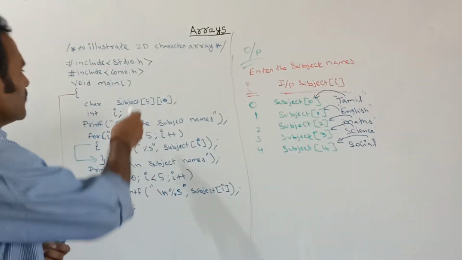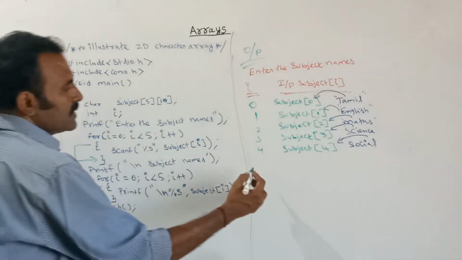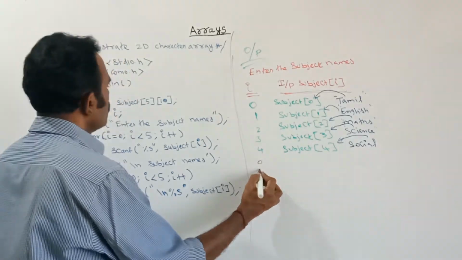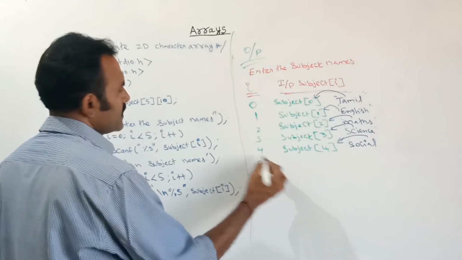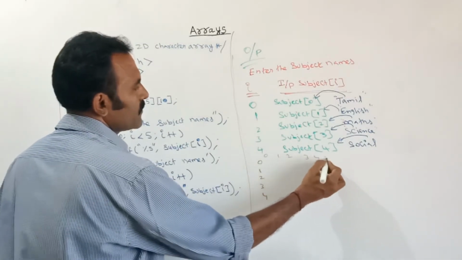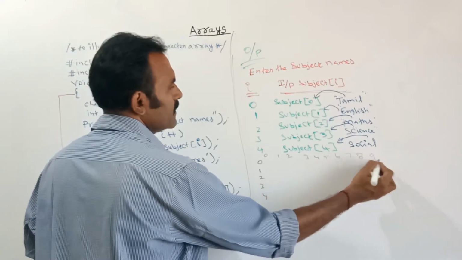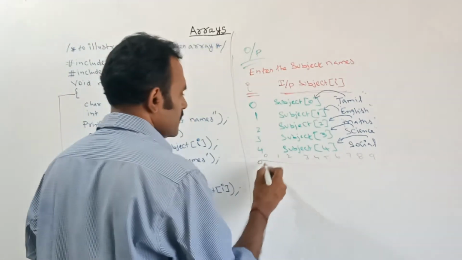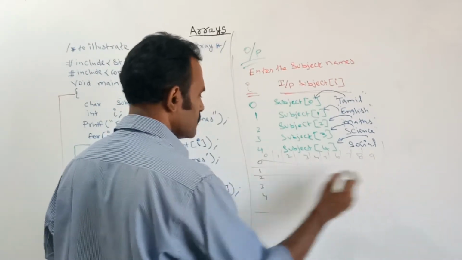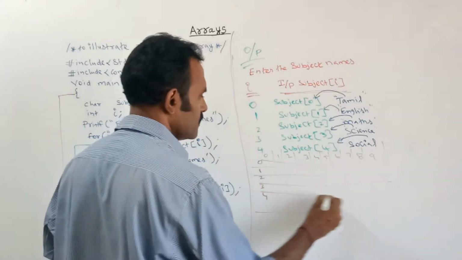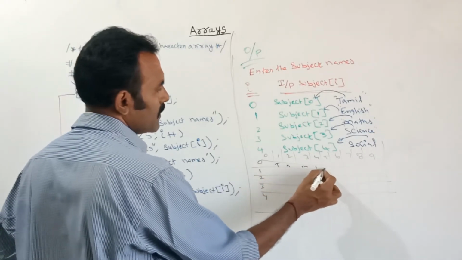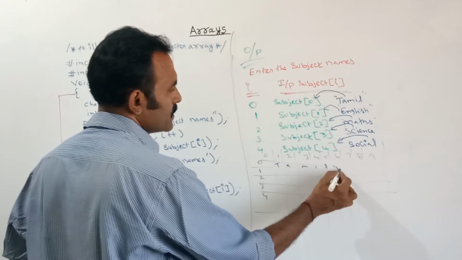See here, in the two-dimensional subject, the first one is 5, so in memory it will take 0, 1, 2, 3, 4. After that, the second dimension 0, 1, 2, 3, 4, 5, 6, 7, 8, 9. Here totally 2 dimension values. First row, second row, third row. At the first row I have stored Tamil. So at the end of the position, \0.